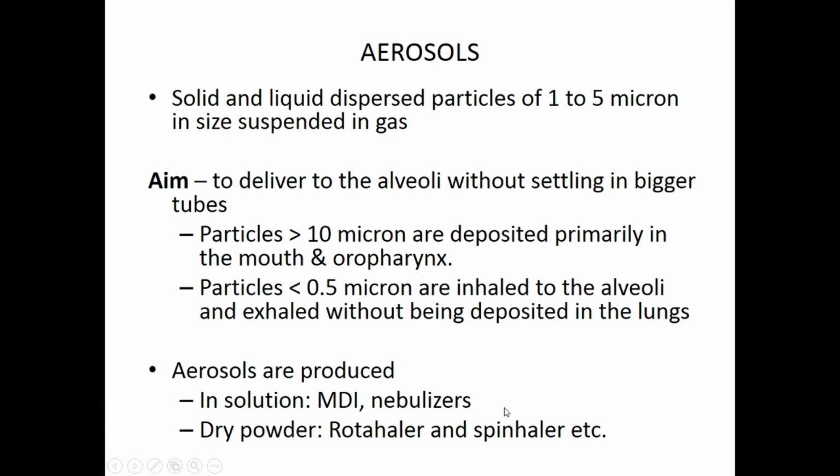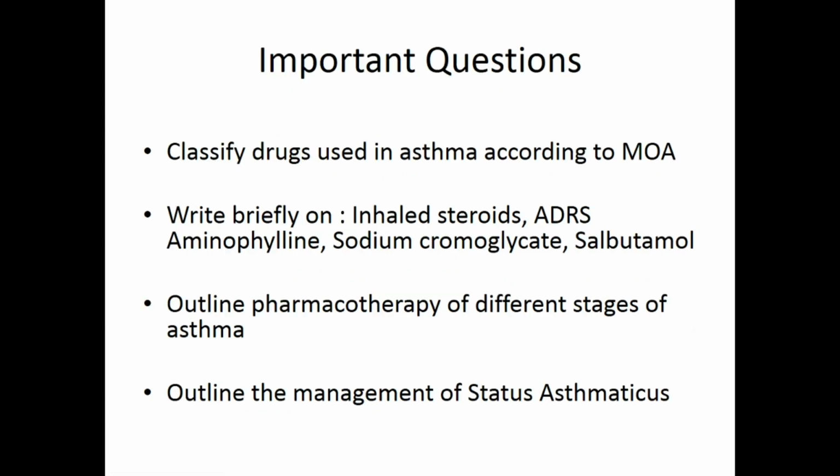I hope you have understood important things about bronchial asthma. So the questions which can be asked to you is, classify drugs used in asthma according to mechanism of action, meaning whether they are bronchodilators, anti-inflammatory, anti-leukotrienes, mast cell stabilizers, or monoclonal antibodies. So you please remember these. You cannot say ma'am didn't teach all this. Then sometimes inhaled steroids are asked. I have given you that particular slide.